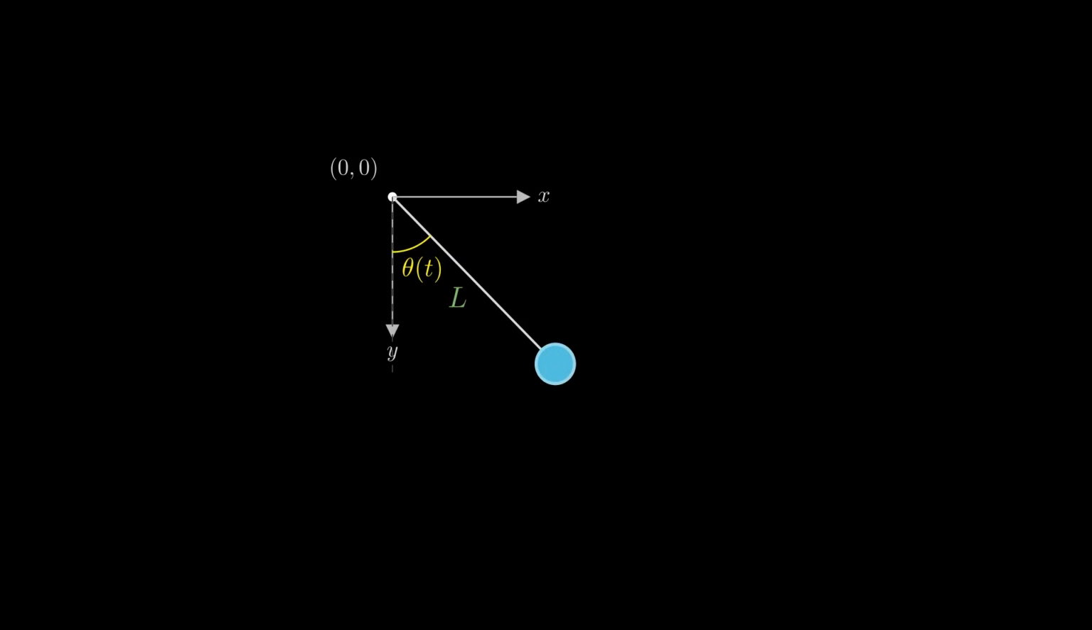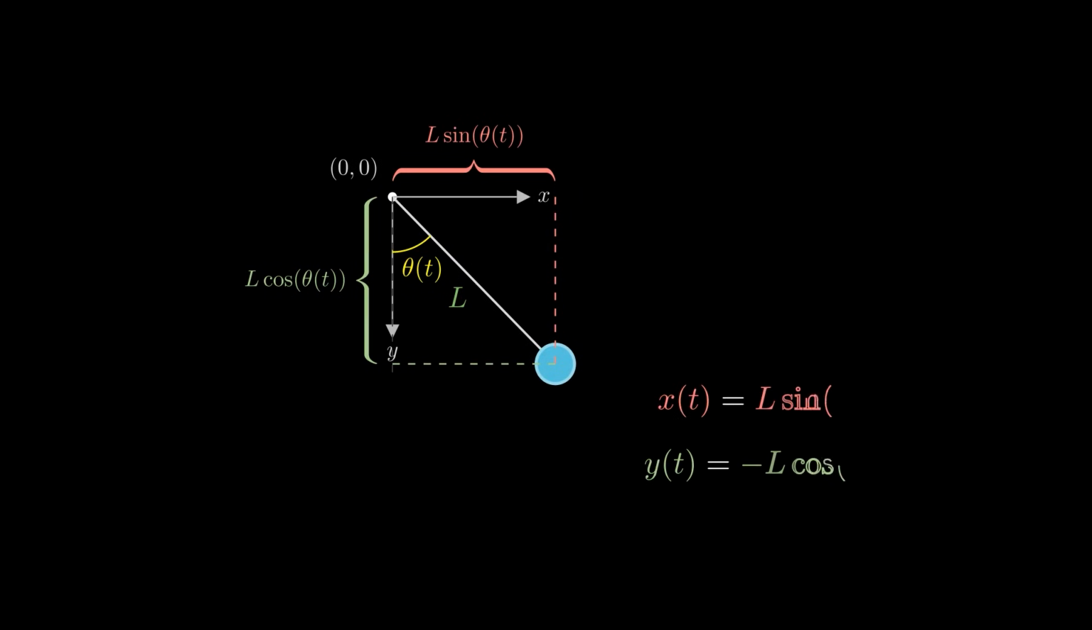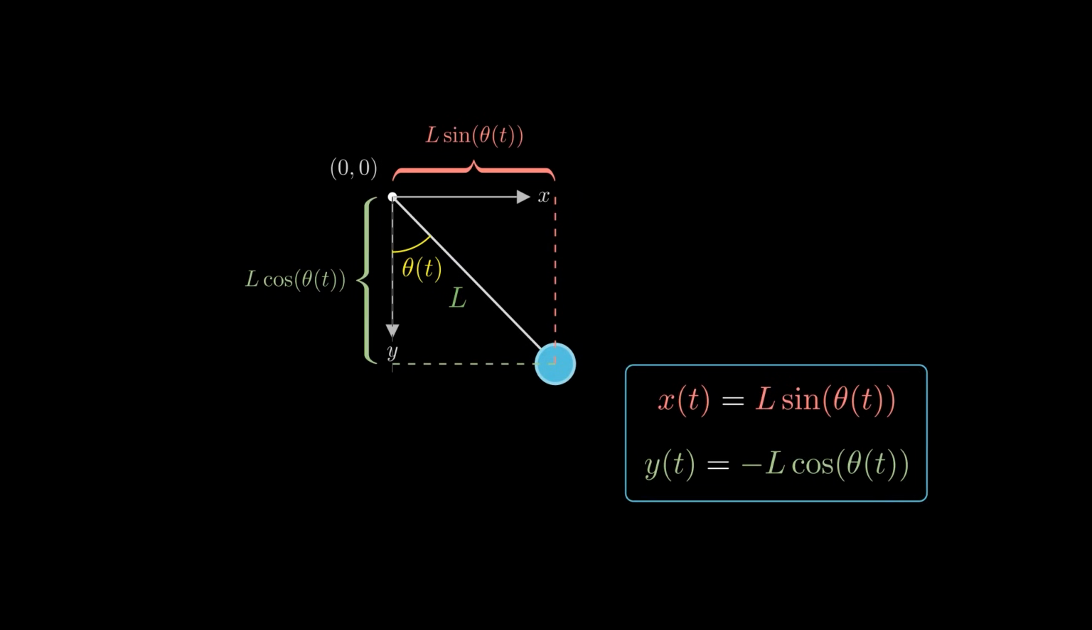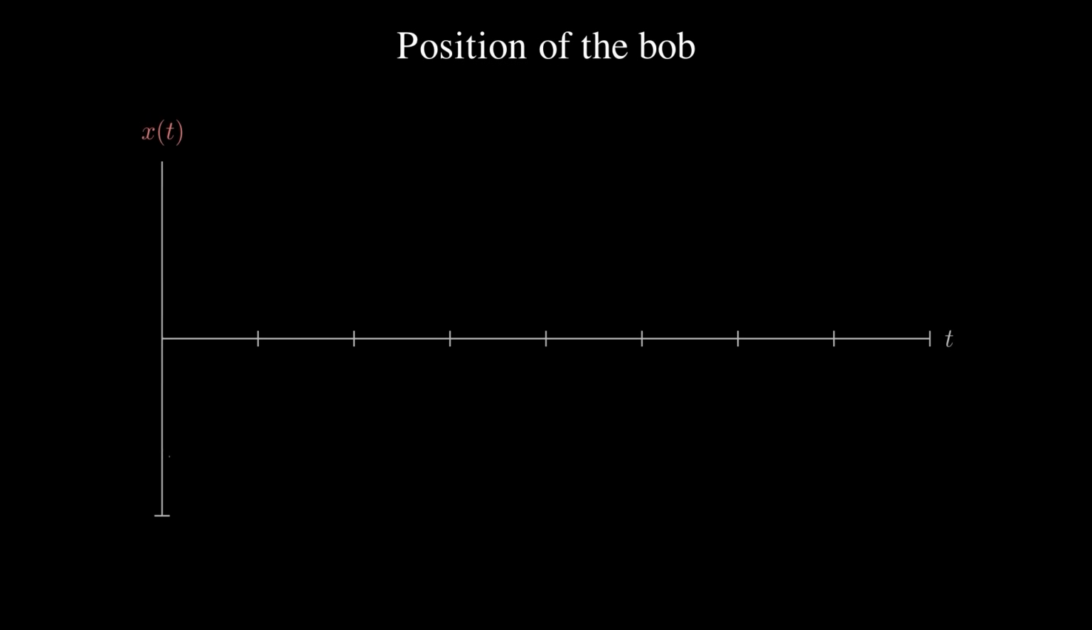If we say that the hinge is at the coordinate (0, 0), the x position of the bob can be described by L times sine of theta of t. The y position is then minus L times cosine of theta of t. Now we have two expressions describing the position of the bob. Let's plot the x position of the oscillation we just saw before.